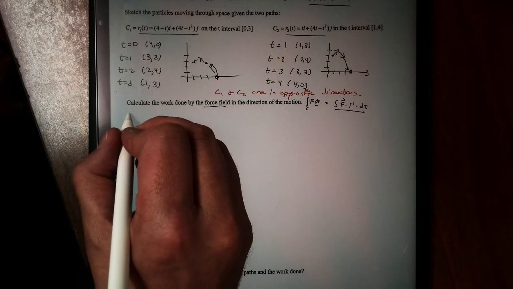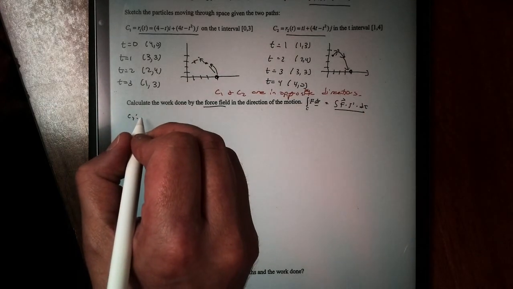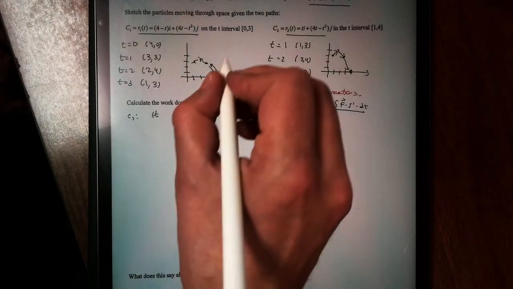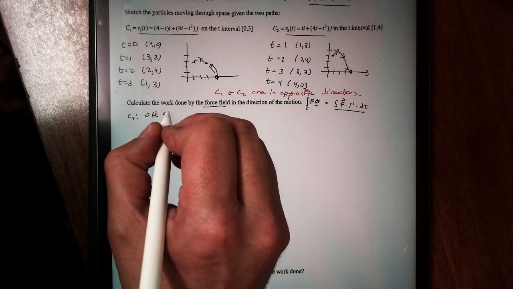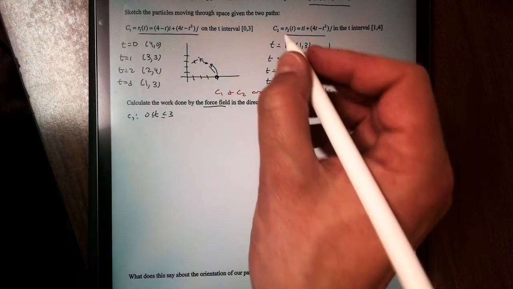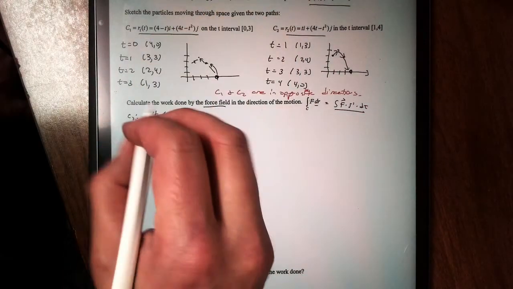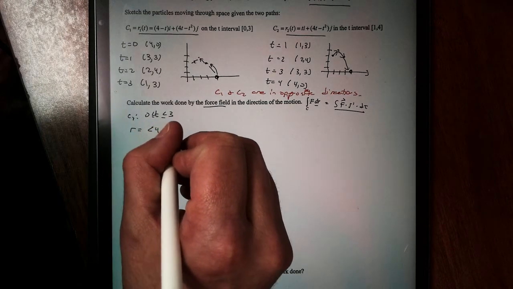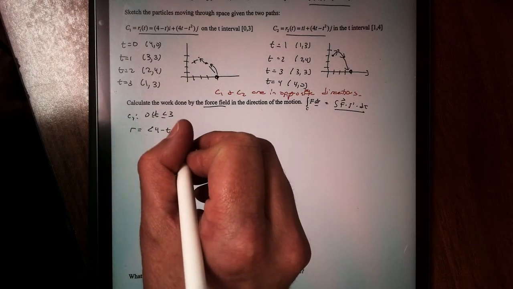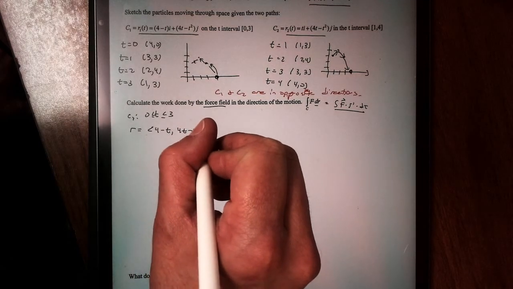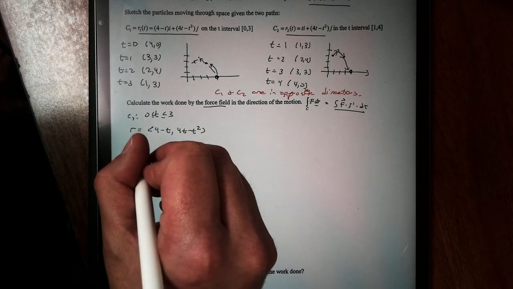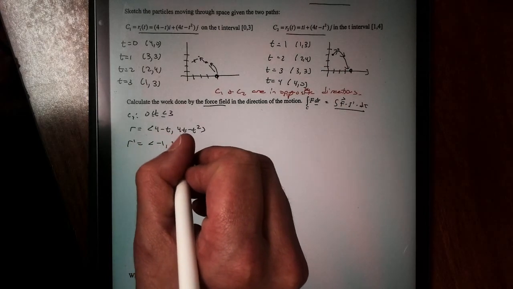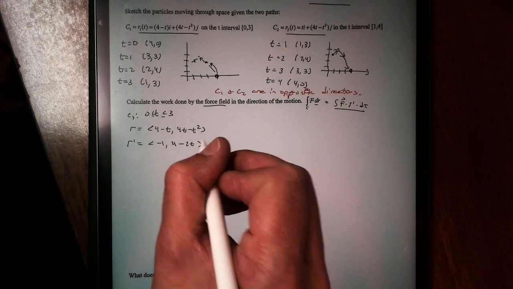So let's take a look at curve 1. Now for curve 1, I know my time interval goes from 0 to 3. And I know my vector field. I know r is this, 4 minus t, 4t minus t squared. I can get r prime pretty easily. I'm going to need r prime. That becomes negative 1, 4 minus 2t.